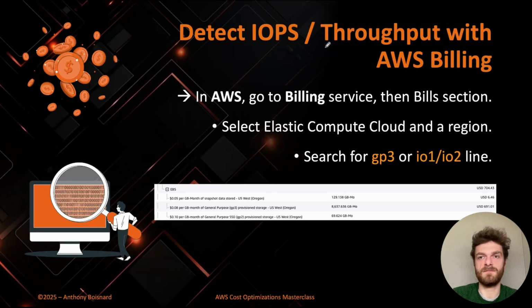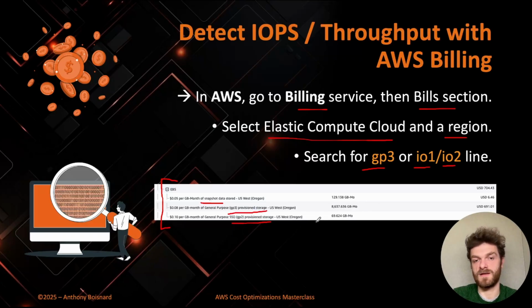To detect them, you can go directly to the AWS Billing service and the Bills section. You click on Elastic Compute Cloud and a region, and then you search for GP3 or io1, io2 lines. So this is my full price for my EBS in a region. You can see that I'm paying for snapshot, for GP3 storage, and for GP2 storage. But I have no lines for IOPS or for throughput, which means I'm not paying for them, and this is good.